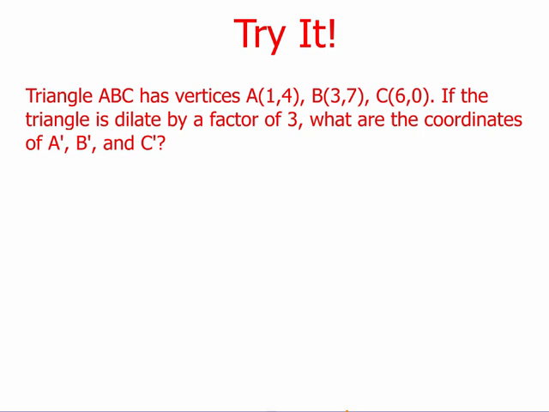Your homework problem for tonight says triangle ABC has vertices of (1, 4), (3, 7), and (6, 0). If the triangle is dilated by a scale factor of 3, what are the coordinates of A prime, B prime, and C prime? Simply take each one of these numbers and multiply it by 3.